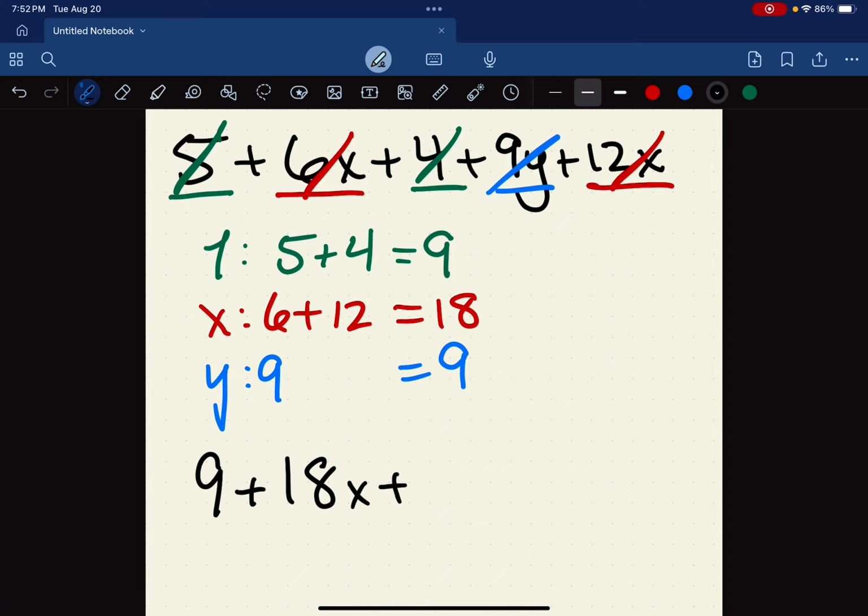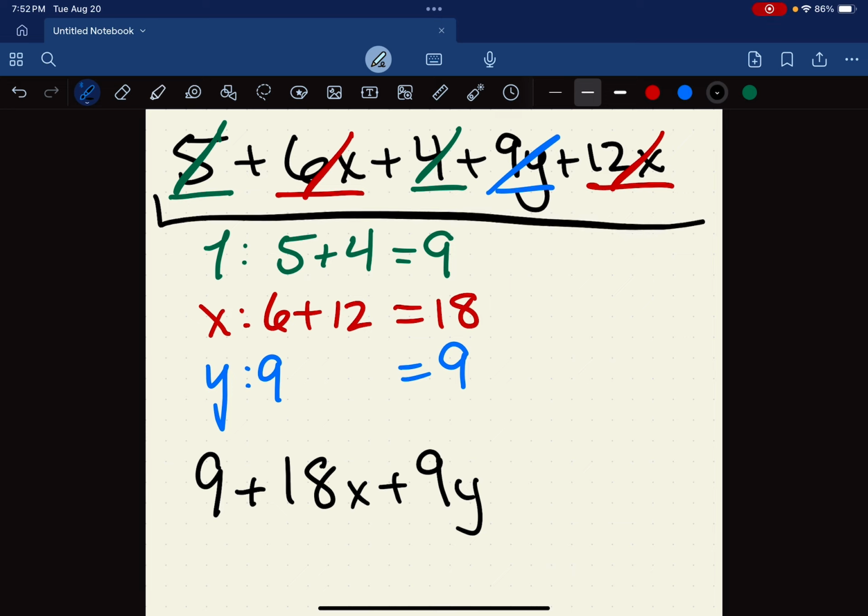and 9 y's. So we took this algebraic expression, which was really long and kind of confusing to look at, hard to keep track of where all the variables are at and what's happening, and we simplified it to 9 plus 18x plus 9y. Because overall the constants added up to 9, the x's, there were 18 of them, and for the y's there were 9 of them.